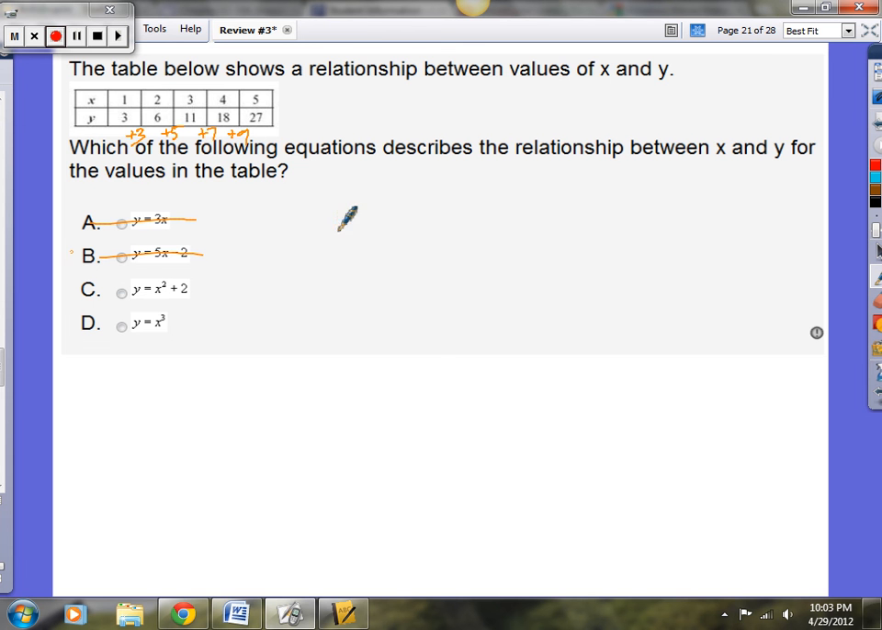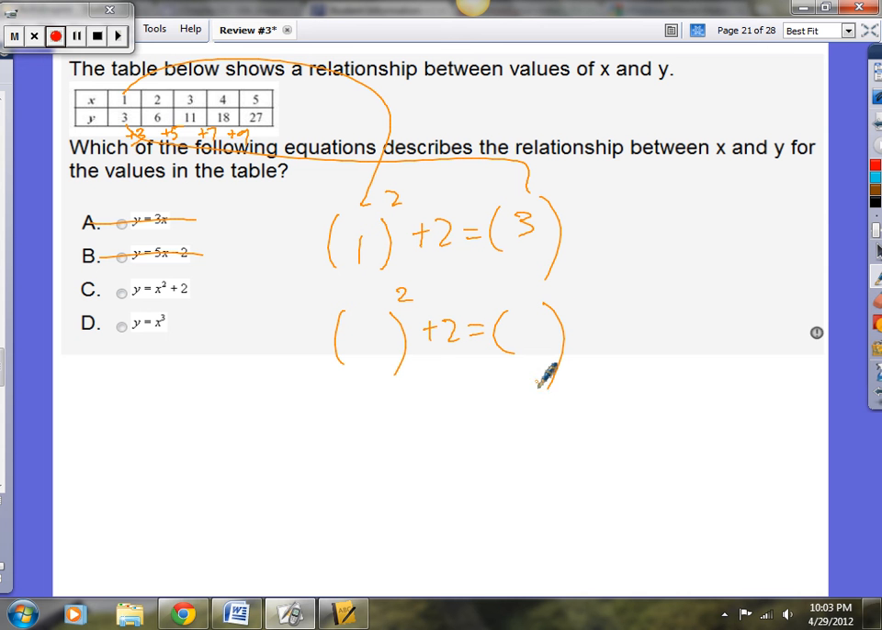Okay, C, the rule is whatever you plug in, you square it, then you add 2, and that should give you your Y. So I'm going to plug in for X a 1, for Y a 3. So 1 squared plus 2 is 3. Yes, that works. Let's do a couple more just to verify. Plug in 2 for X, plug in 6 for Y. 2 squared is 4, 4 plus 2 is 6. All right, it works. Let's plug in one more.